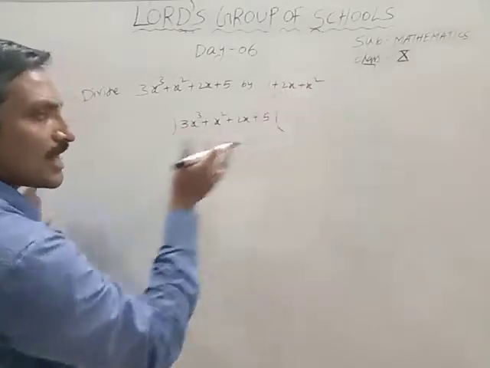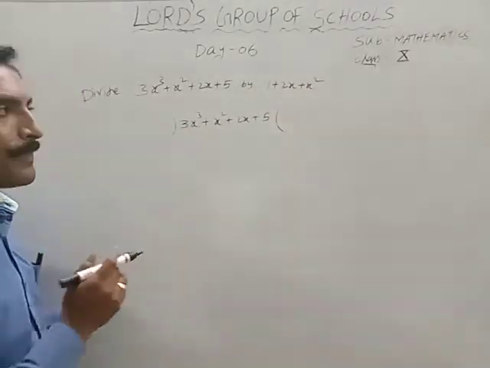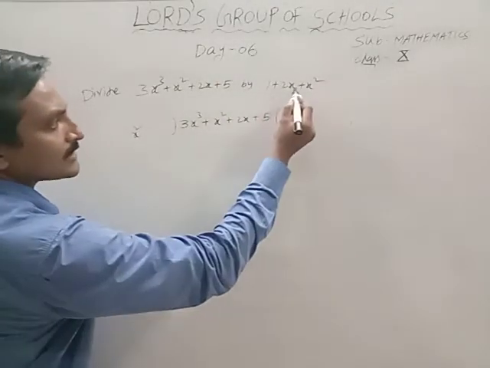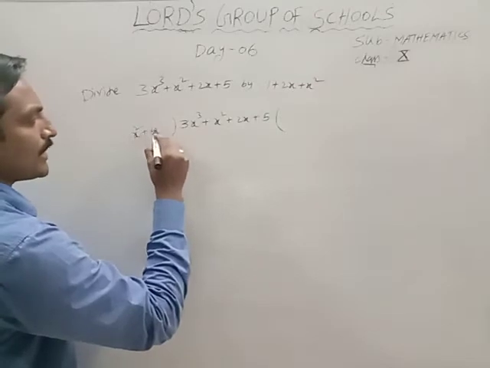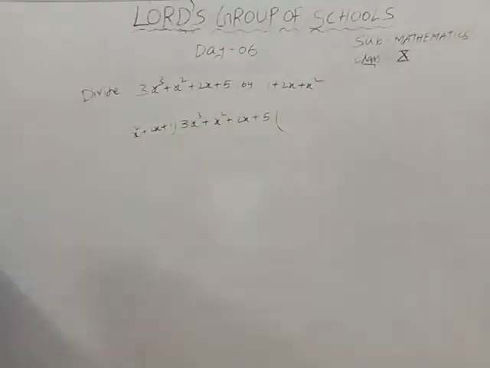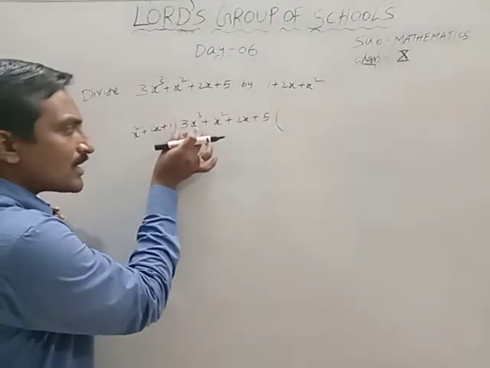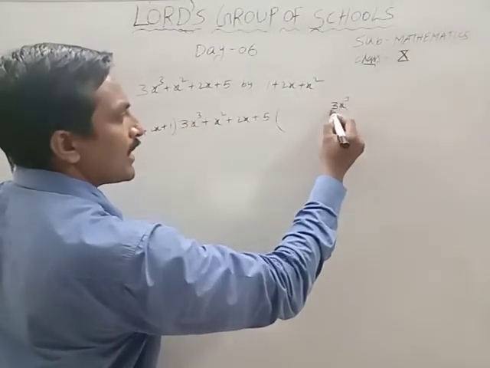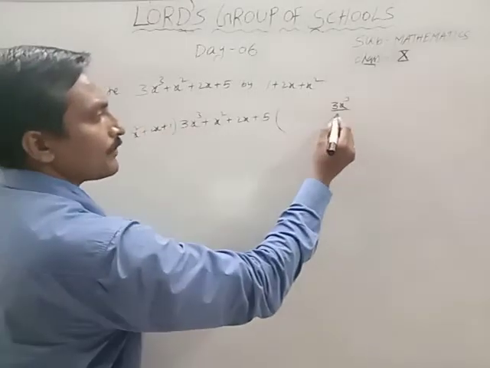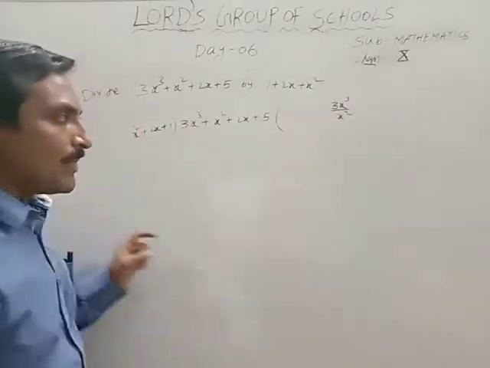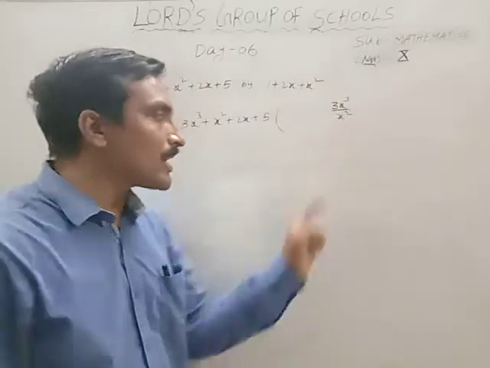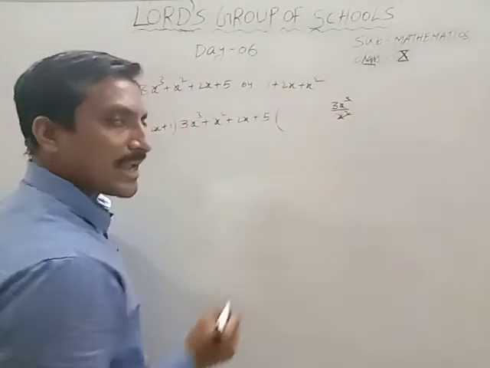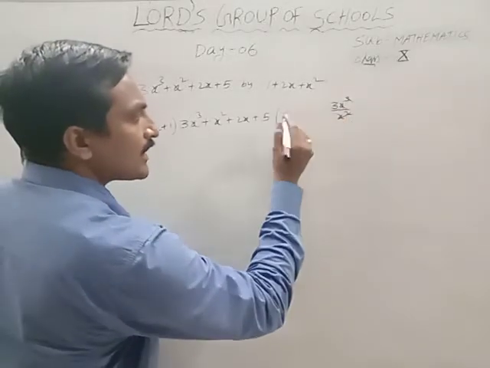Next to this, write the divisor also in a proper way: first the highest power value, x square, next plus 2x plus 1. Now comes the division. In the dividend, what is the first term? 3x cube, divided by the divisor's first term x square. Here x is 3 times, here 2 times, 2 times will be cancelled, which means 1 time is left, as well as 3, so you get 3x. That goes right in the quotient place.